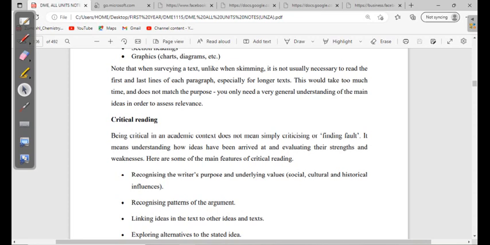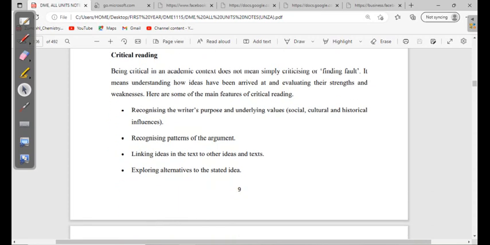Okay, so we've looked at surveying, skimming, and scanning. Now let's look at critical reading. Being critical in an academic context does not just mean criticizing, just like the word critical comes from criticize. Being critical doesn't just mean finding fault. That's the meaning of criticize. Being critical also means understanding how ideas have been arrived at and evaluating their strengths and weaknesses.